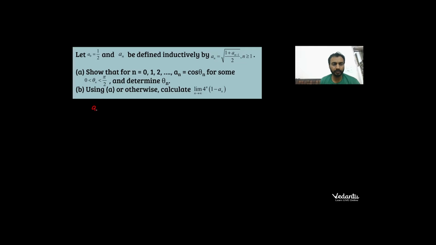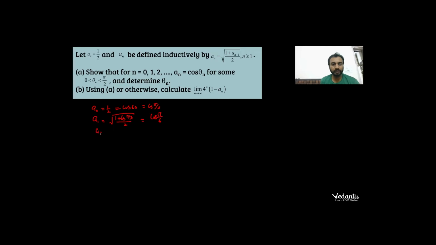So clearly if we see, a0 is 1 by 2 which is cos of 60. So this is true for n is equal to 0, and we see a1 will be equal to root of (1 plus a0) by 2, that is 1 plus cos 60, or you can say cos of pi by 3, divided by 2. So we can apply 1 plus cos theta equals 2 cos squared theta by 2, so ultimately we got cos of pi by 6.